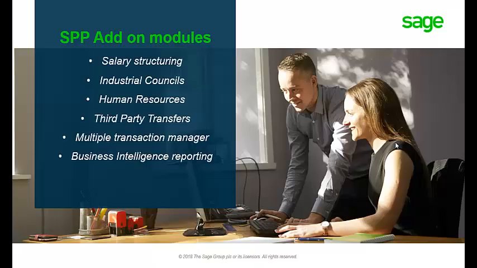The add-on modules that are available for Sage Pastel Payroll and HR include salary structuring, industrial councils, human resources, third-party transfers, multiple transaction manager, and business intelligence reporting.